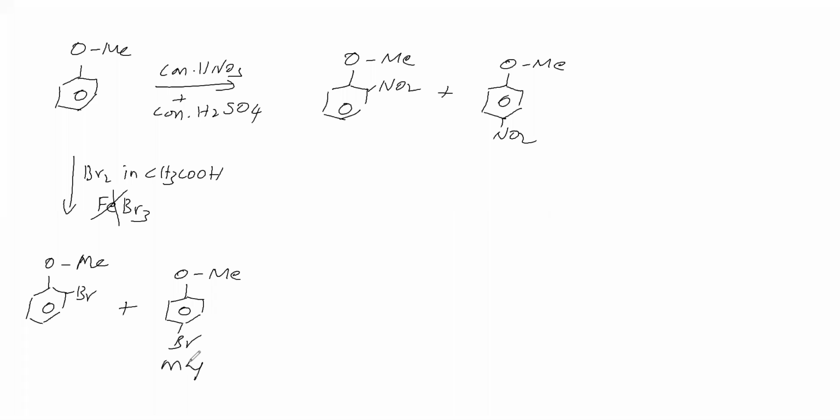Okay, this para product is major, and the ortho product is minor. Generally ortho is minor, para is major. Then Friedel-Crafts alkylation we'll see.